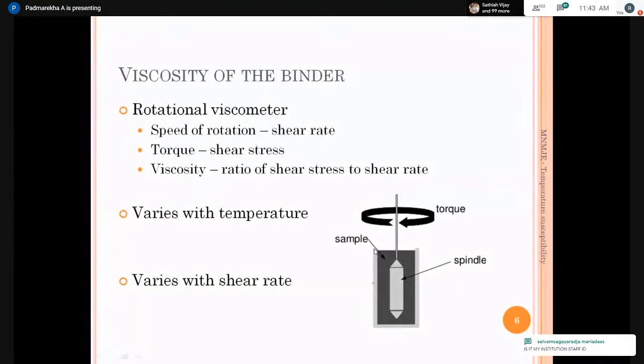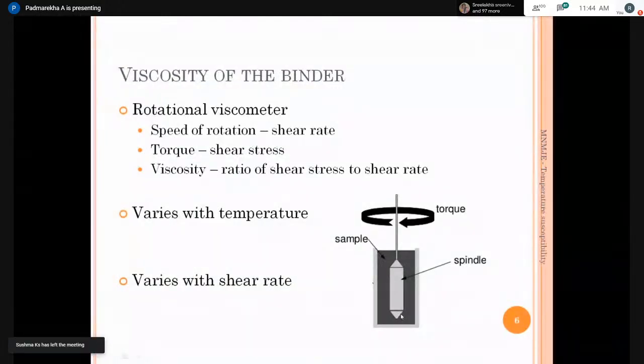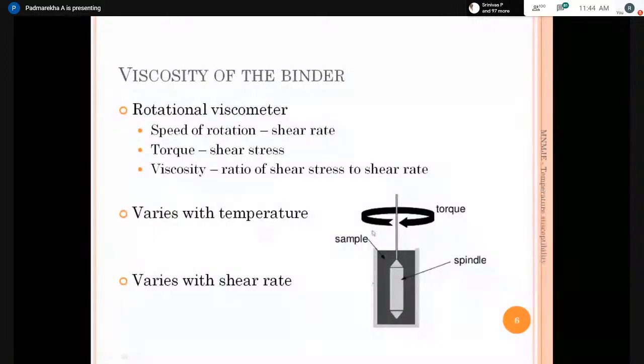You have an outer cylinder. This cylinder is filled with bitumen, and you insert a spindle inside the cylinder. When you keep rotating this spindle at some specific speed, the bitumen inside will resist the flow of the spindle. This resistance is measured in terms of torque, and torque is further converted to the viscosity of the bitumen. So the process is very simple. You have an outer cylinder filled with bitumen, insert a spindle into it and rotate the spindle at a specific speed.